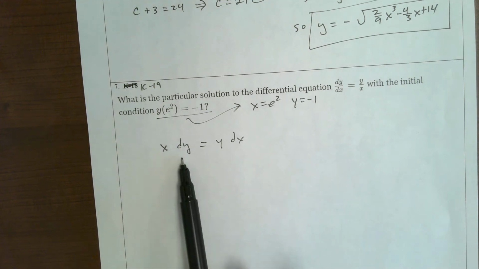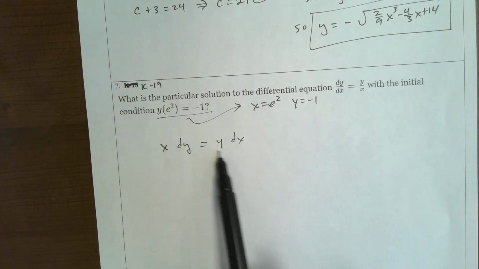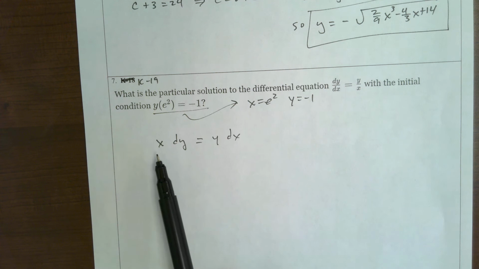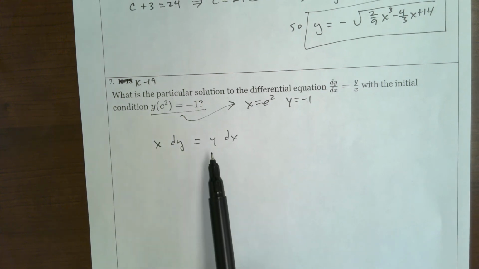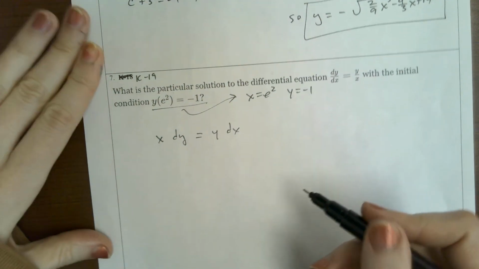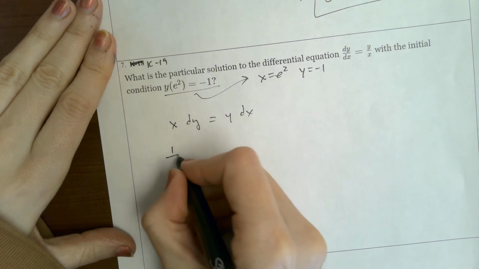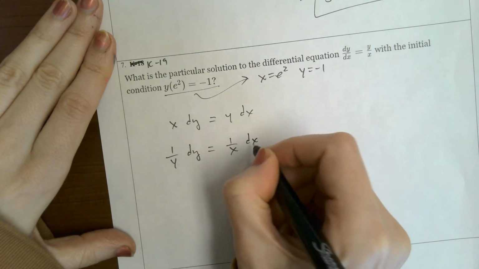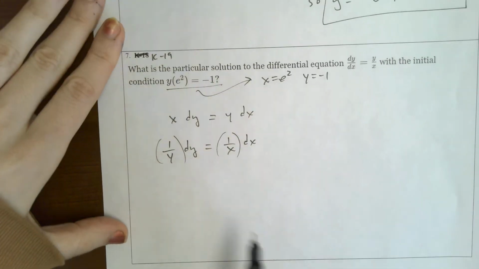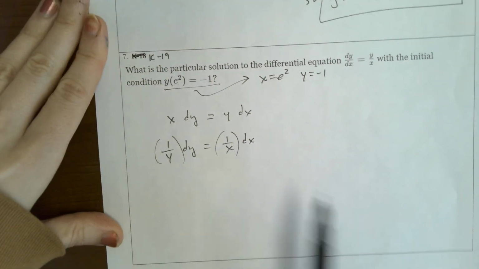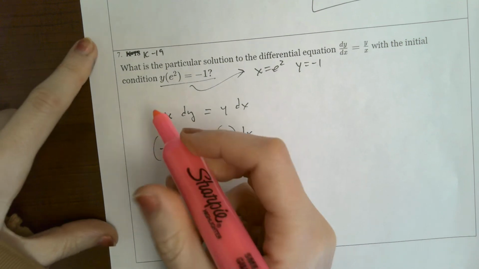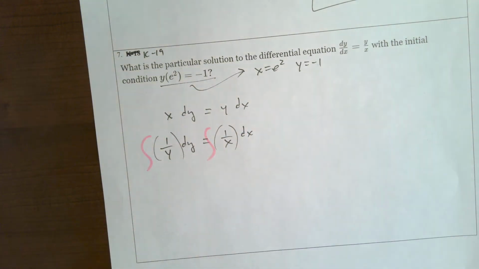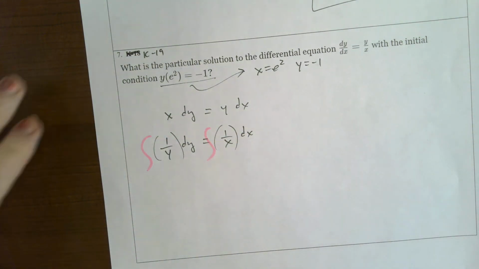Are these all y's? No. Are these all x's? No. So you're also going to have to divide both sides by x and also divide both sides by y in order to separate the variables. Okay. Now these are all y's, these are all x's, so I can now do the integral of both sides.